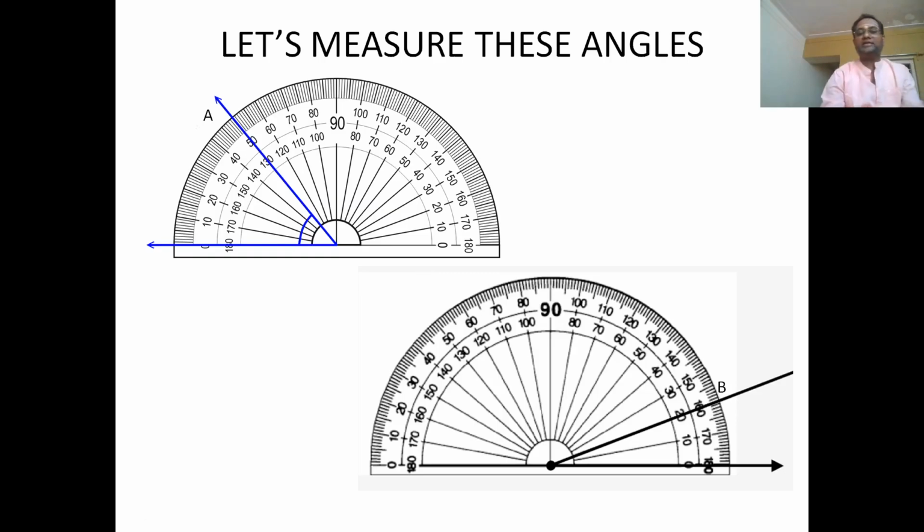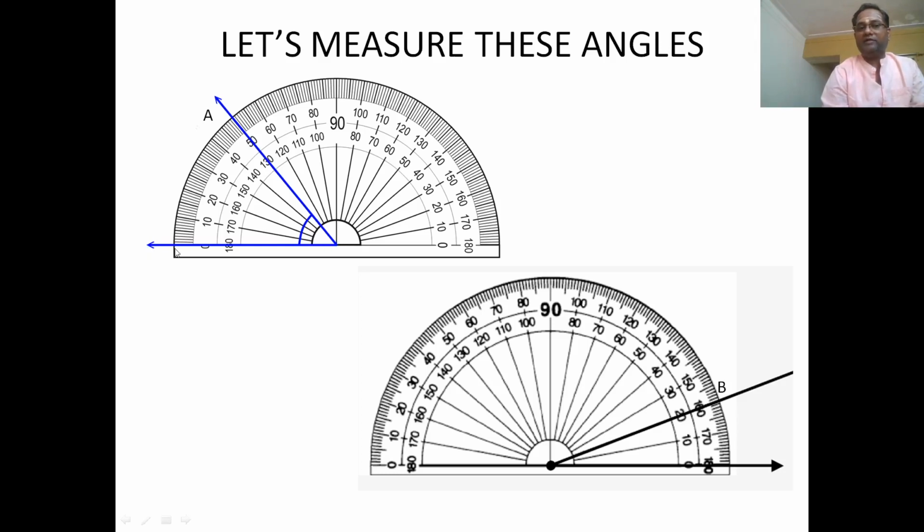Now let's measure these angles, children. In the first case, this is the vertex and this we will read as O or 0. The free end is towards the left of the vertex. Now instead of naming it O or 0, we shall call it the free end. This is the free end of the bottom ray of the angle, and it is towards the left.